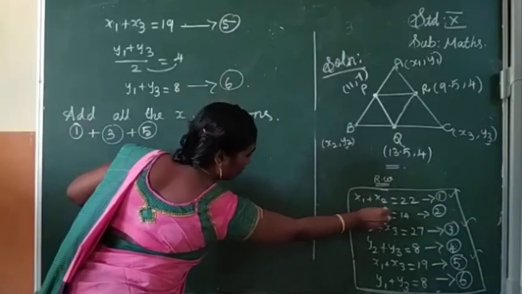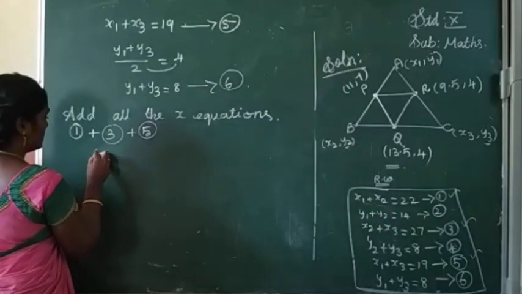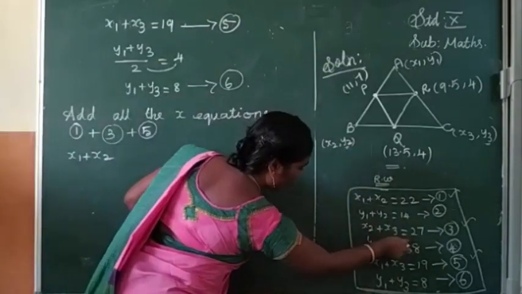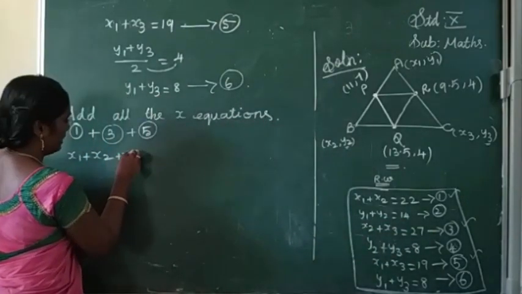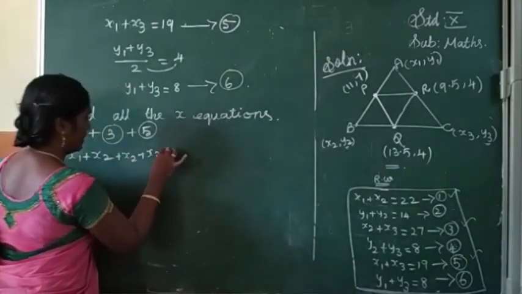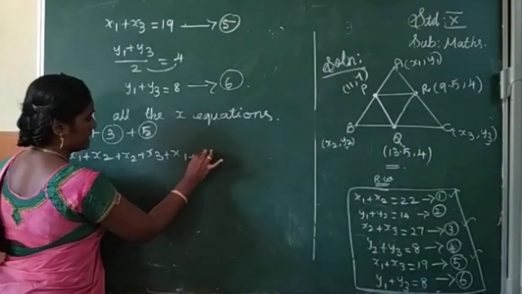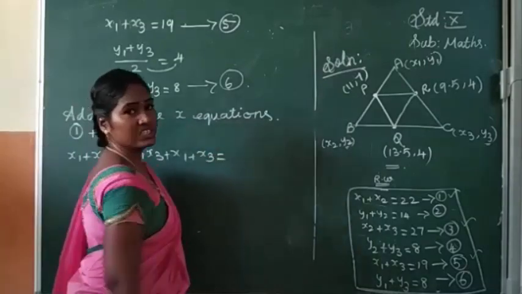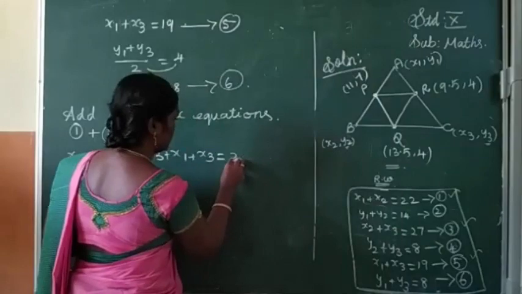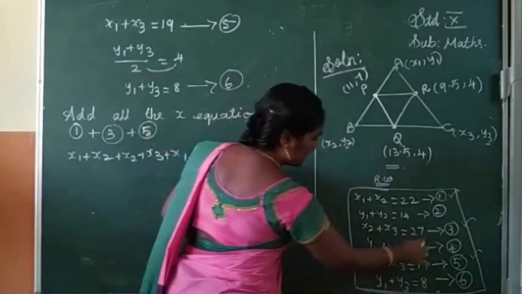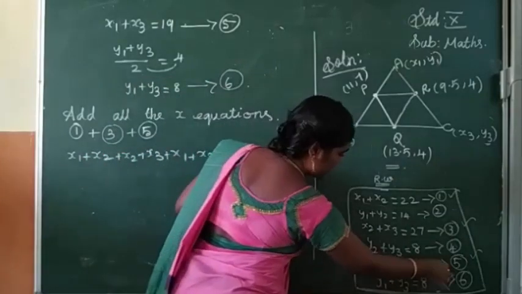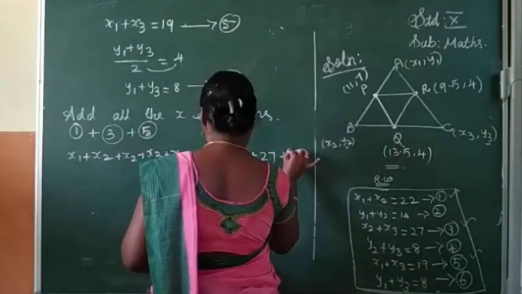So in the first equation, what are the variables? x1 plus x2. In the third equation, x2 plus x3. In the fifth equation, x1 plus x3 is equal to, then write all the constants. What is the constant in the first equation? 22. In the third equation? 27. In the fifth equation? 19.